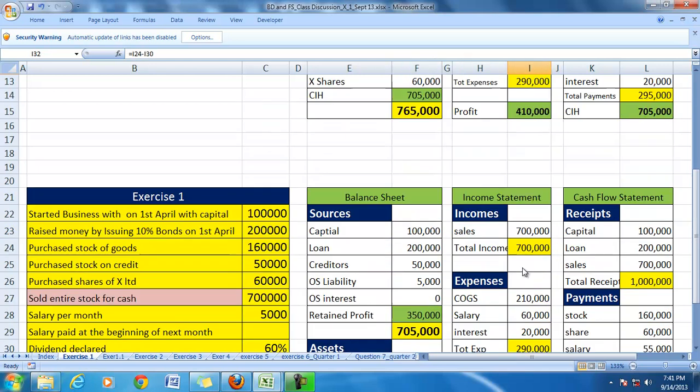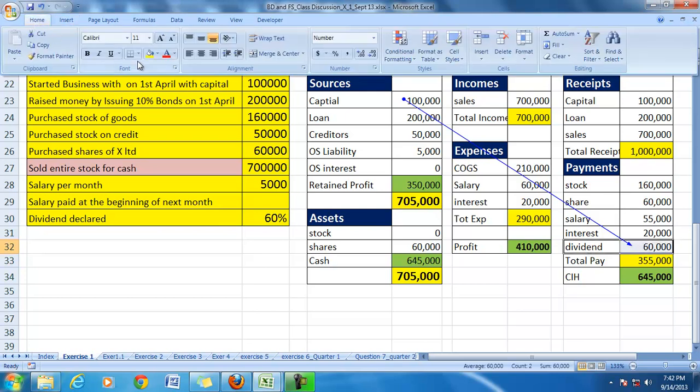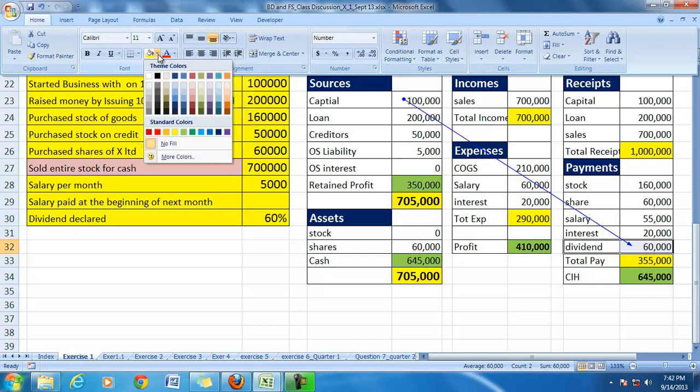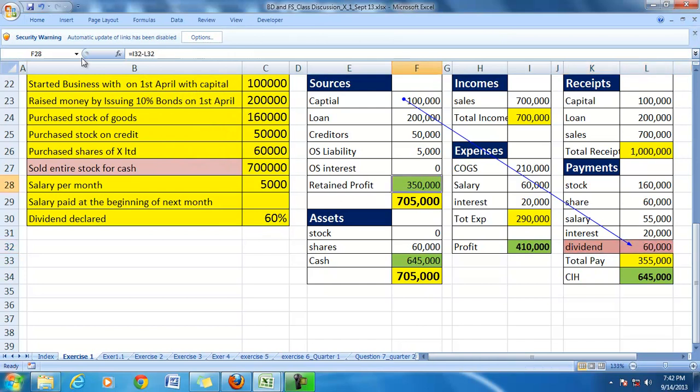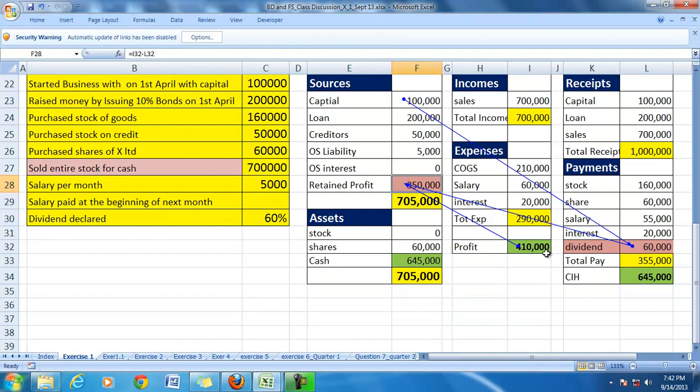We saw that profit here is 410,000. But now the dividend is calculated as 60% of the capital. Dividend is a payment, and it's a distribution of profit, not an expense. Therefore we can see that the dividend is deducted from the retained earnings. So the retained earnings are now profit minus the dividend.